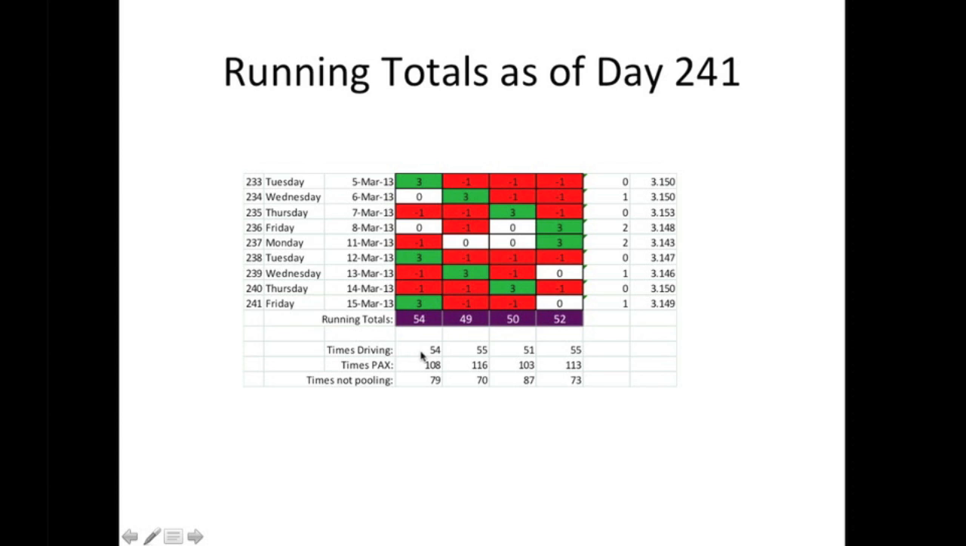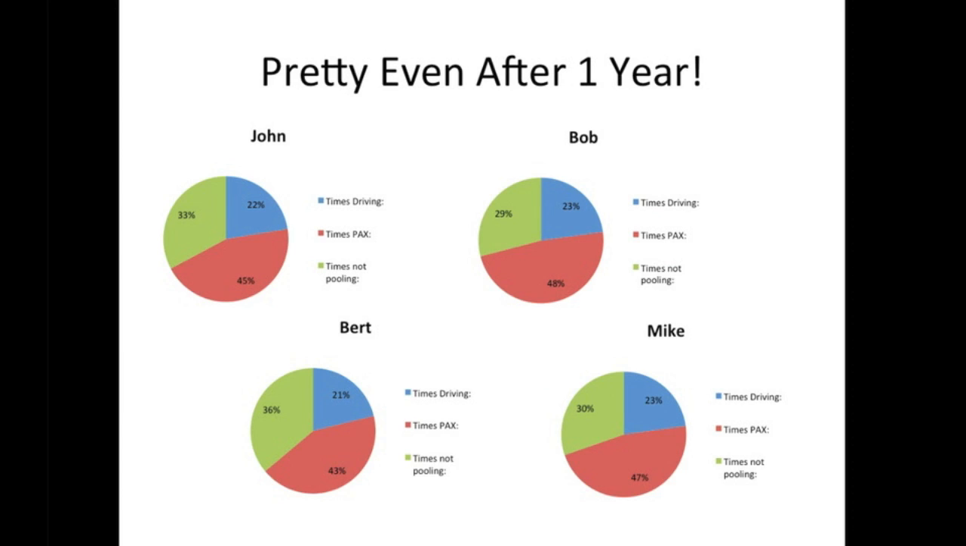And we calculated statistics on the number of times that every one of us was a driver, the number of times we were a passenger, and the number of days that we didn't pool. And there's some nice numbers that you can come up with there. We pulled all of that into 4 pie charts, so you can see that looking at those, they're all pretty much equal. That was the goal, was to try to even things out across the year. And so about 1 out of every 5 days, a little bit more than 20% of the time, you're a driver, which would make sense. A little over 30% of the time, you're probably not going to be carpooling at all, and almost half the time, 45 to 48% of the time, you're a passenger.